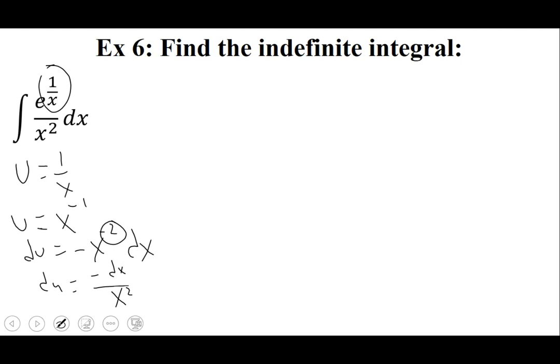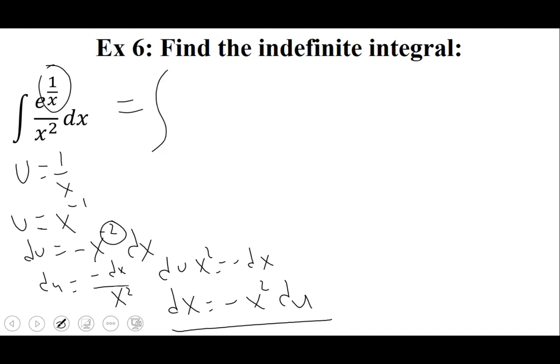I then want to solve for dx. So I'm going to go ahead and cross multiply. So I'm going to get du x squared is equal to negative dx, which means ultimately that dx is equal to negative x squared du. And that's kind of the most important part there. So as I go to rewrite this problem, e to the 1 over x becomes e to the u, still over the original x squared. Replace the dx with negative x squared du.